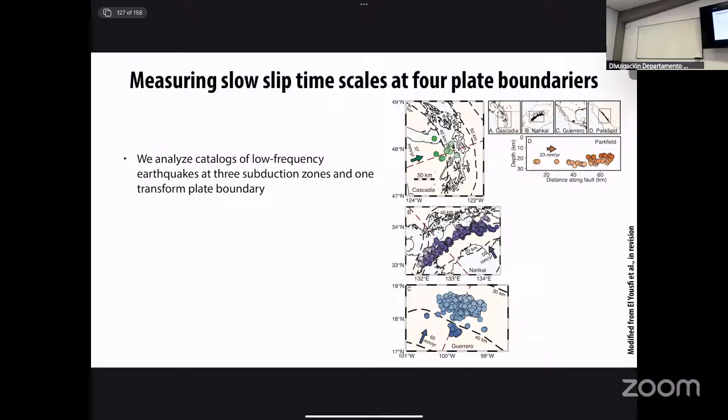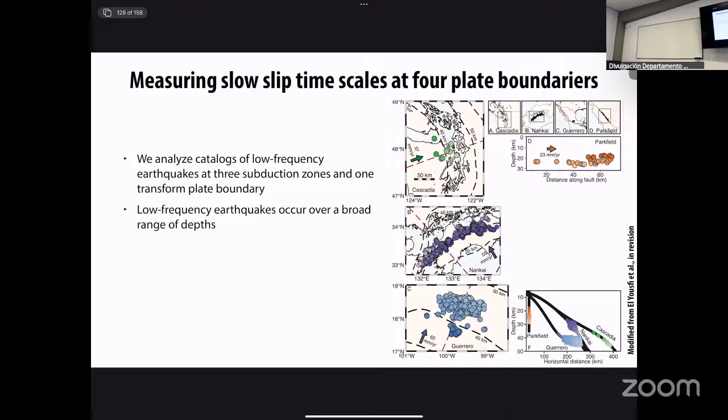All right, so we can measure this duration and recurrence interval at 4 different boundaries. So we have 3 different subduction zones, Cascadia, Alaska, Guerrero, and then we can also look at the Parkfield section of the San Andreas Fault in California. Parkfield is of course a transform fault, and so here everything is just aligned in depth. There's no real geometry to look at here.